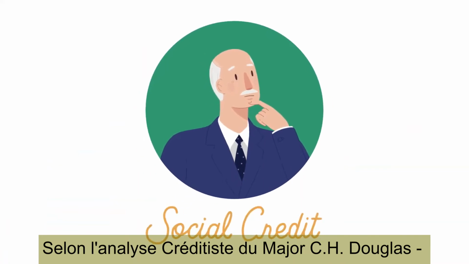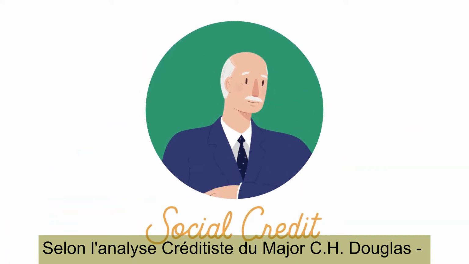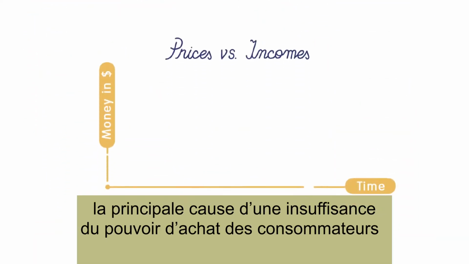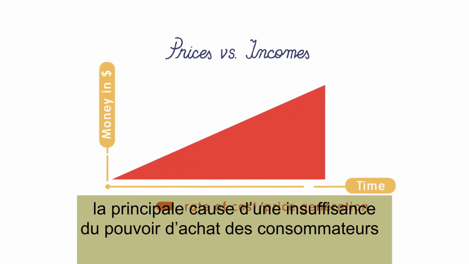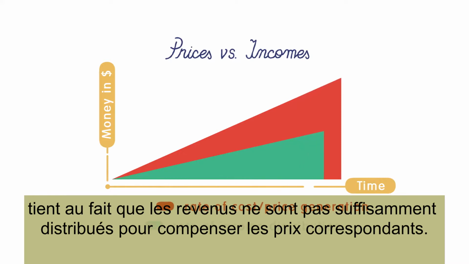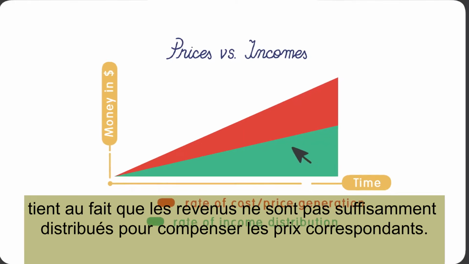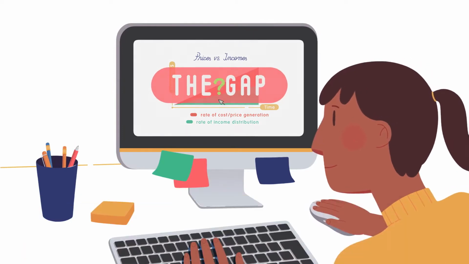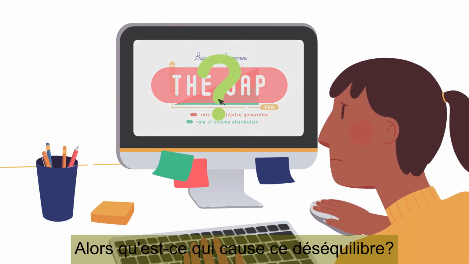According to the social credit analysis of Major C.H. Douglas, not to be confused with Chinese social credit, the main cause of a deficiency of consumer buying power has to do with the fact that not enough income is being distributed in the first place to offset the corresponding prices. So what causes this imbalance?